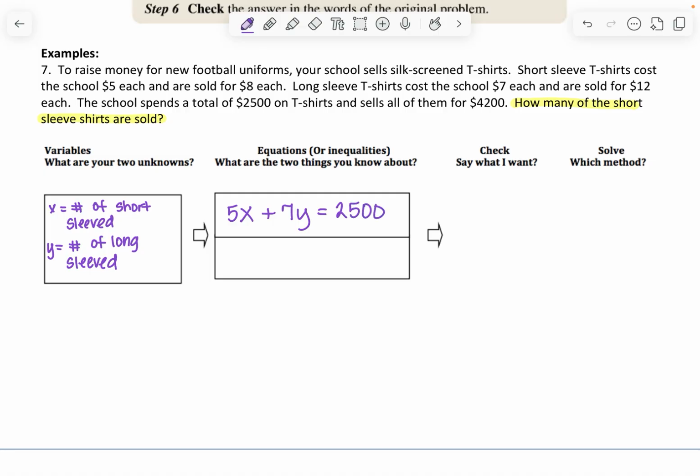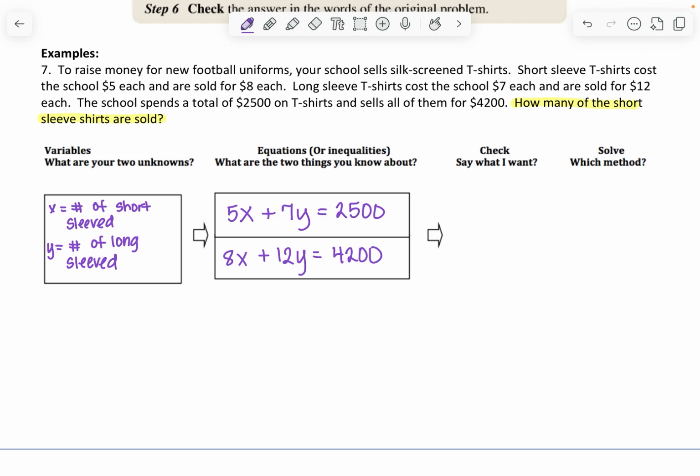You're going to write a similar equation for the amount of money that they make. So they sell each short sleeve shirt for $8. So that's going to be $8 times the number of short sleeved. And they sell long sleeve shirts for $12. So that's $12 times the number of long sleeved. And they told us that the total we make from selling them is $4,200.